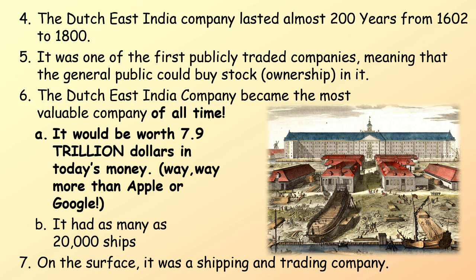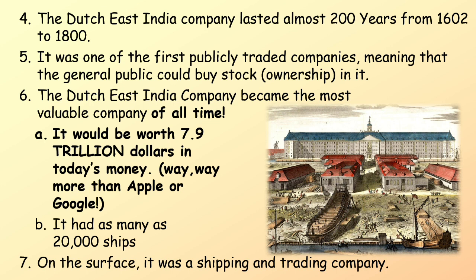It was one of the first publicly traded companies, meaning that the general public could buy stock ownership in the company. And the Dutch East India Company became the most valuable company of all time. It would be worth $7.9 trillion in today's money. Way more than Apple or Google or Walmart or Disney. And it had as many as 20,000 ships.